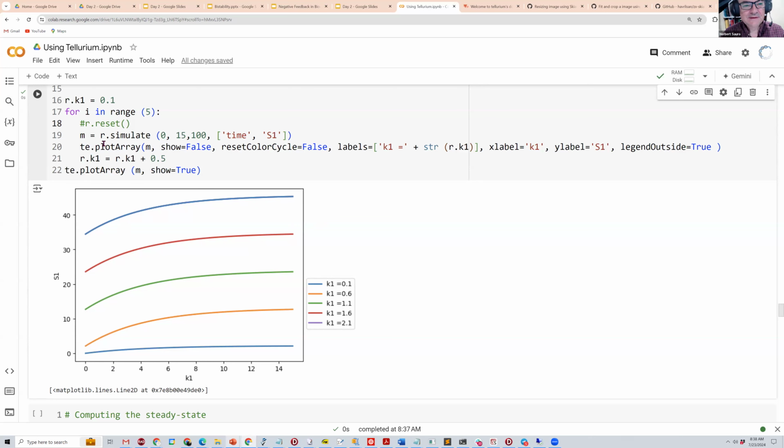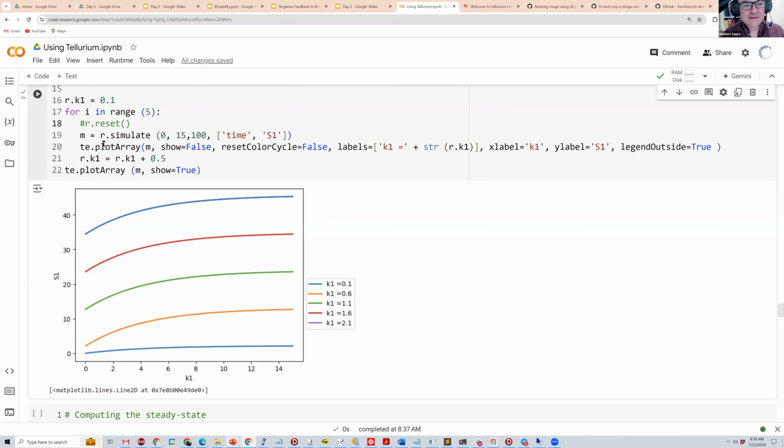I don't want that. I wanted to start the S1 value, actually, the S1 value is at 0. I wanted to start at 0 for S1 every time. So to do that, I need to do a reset. And then when I run it, now it looks better. All the S values are starting from 0.